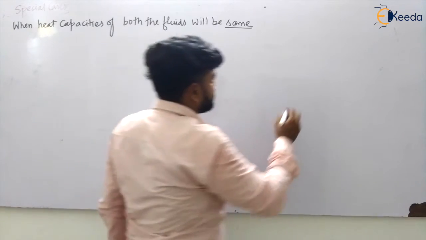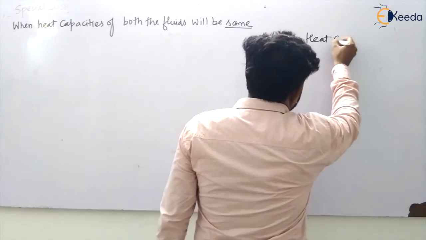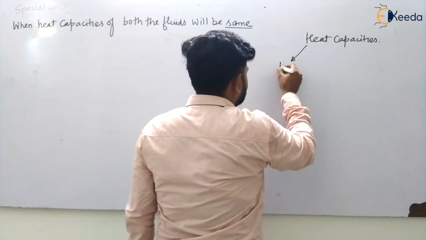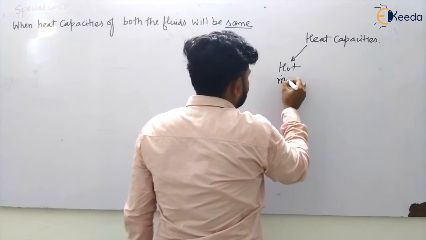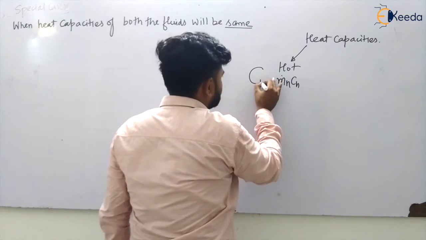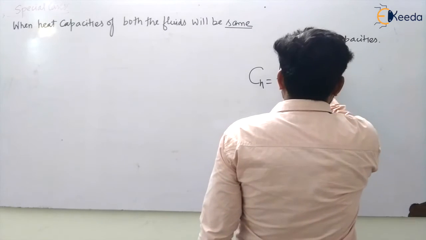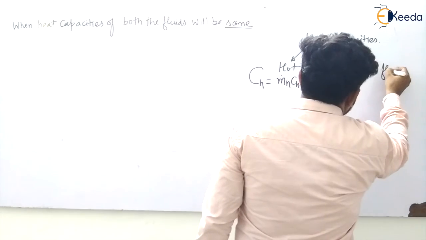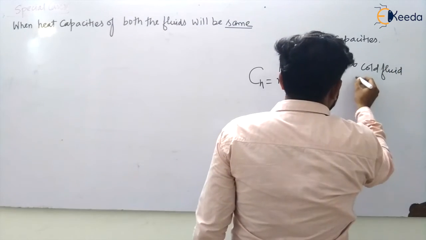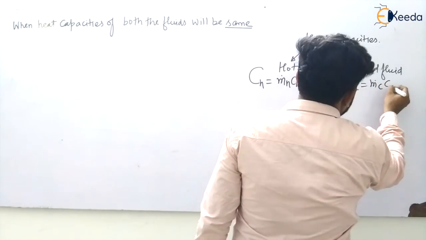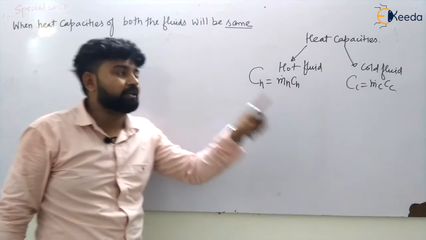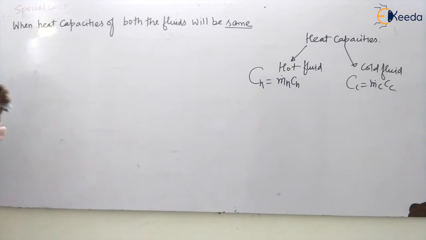What is heat capacity? First of all, understand heat capacity. The heat capacity for the hot fluid will be given by m dot h Ch, and this will be taken as capital CH, bigger CH. Similarly, for the cold fluid, this will be taken as CC, equal to m dot c Cc. So when the heat capacities of both the fluids are almost the same, where does this condition occur?